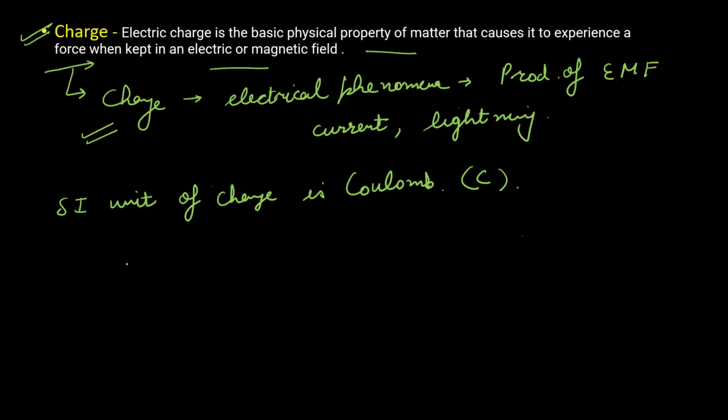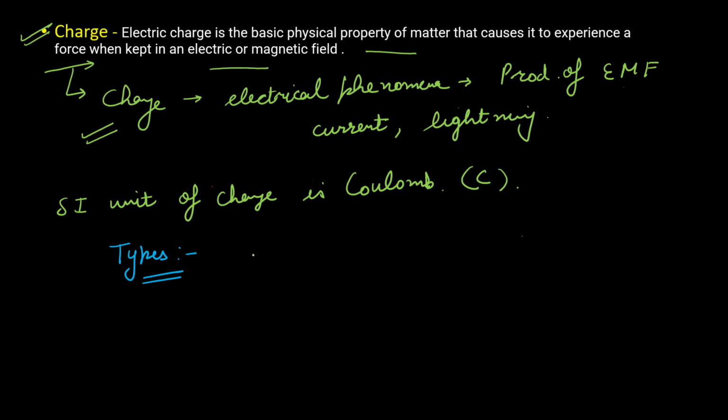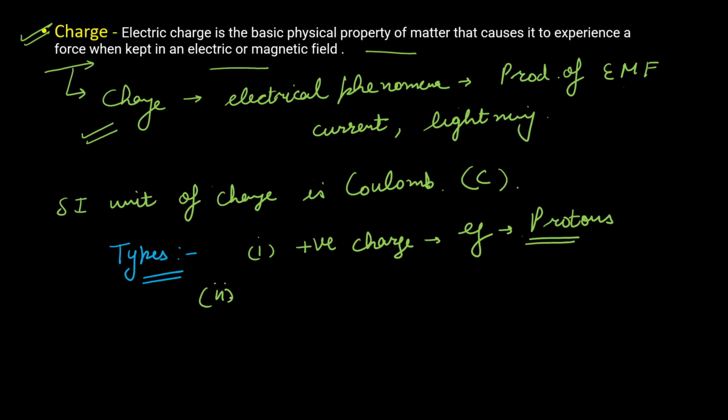Now the second thing is the types of charges. The first one we have is positive charge. What is the property of a positive charge? Positive charge, for example, is carried by protons. Protons are particles which carry positive charge. The second one we have is negative charge.